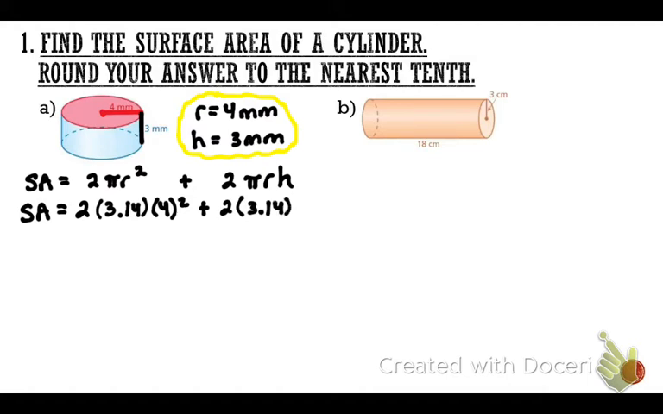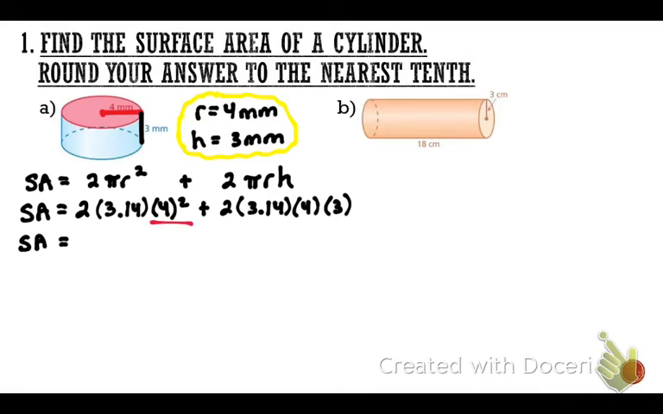Jace, what's the radius? 4. And Luke, what's the height? 3 millimeters. Very good. According to PEMDAS, what should I do first in this? The exponents. So let's just look at what those exponents would be.